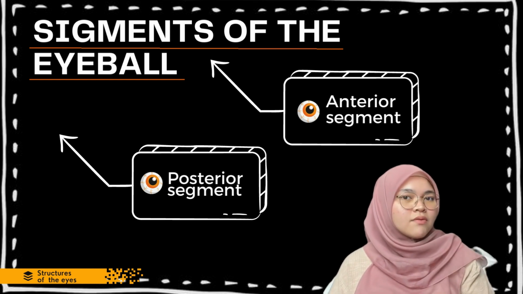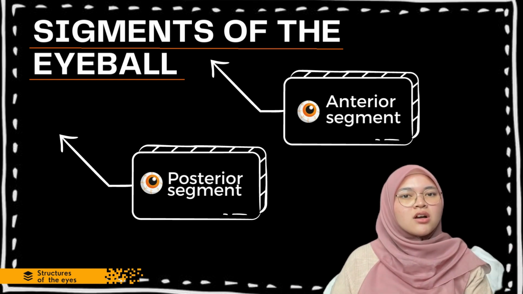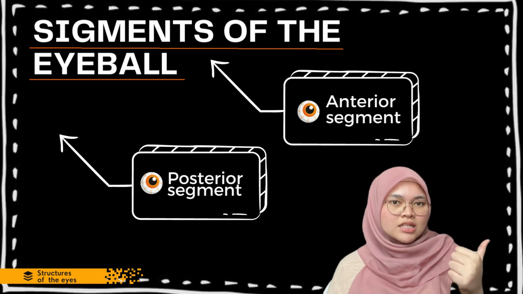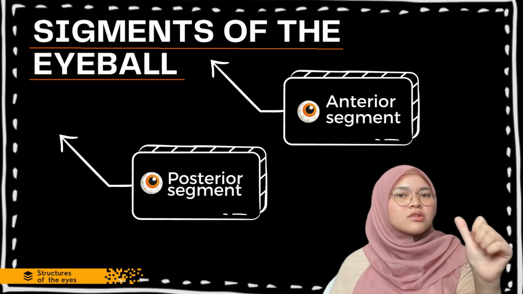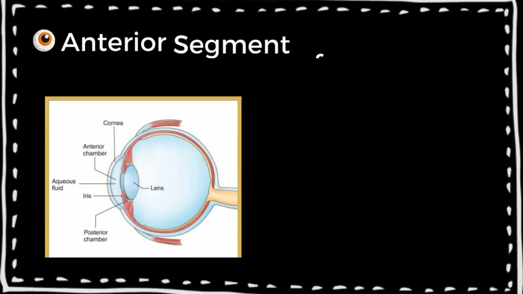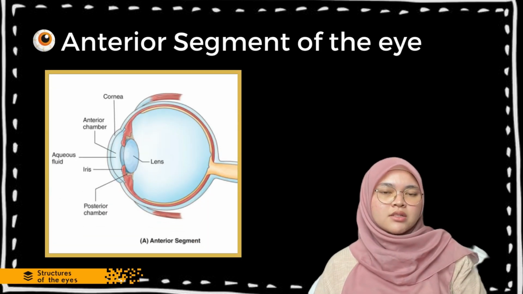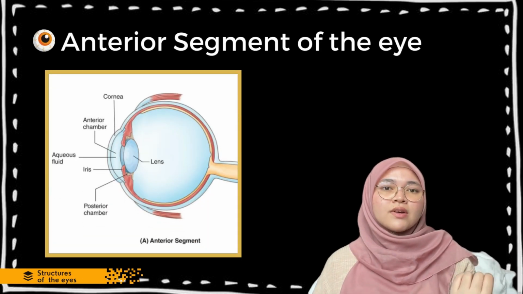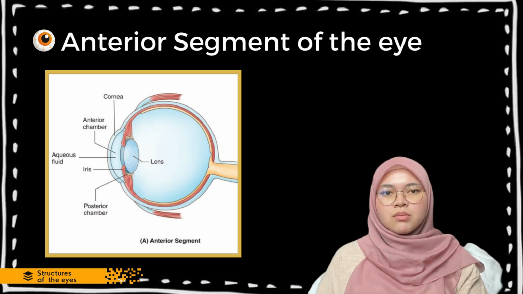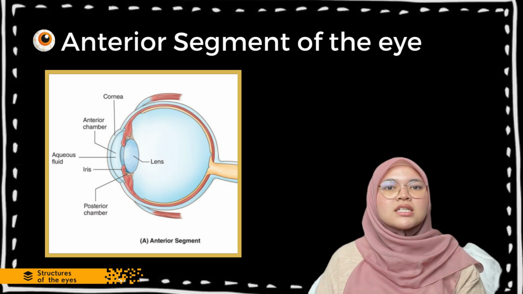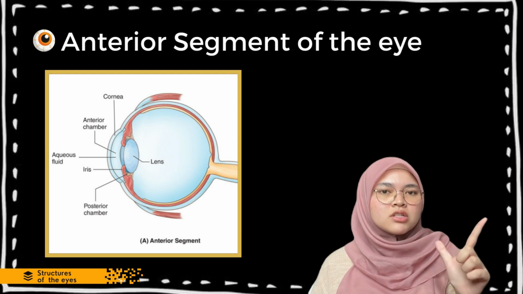Firstly, the segments of the eyeball are basically the interior of the eyeball, which is divided into 2, the anterior and posterior segments. The anterior segment of the eye makes up the front one third of the eyeball. This segment is divided into anterior and posterior chambers.